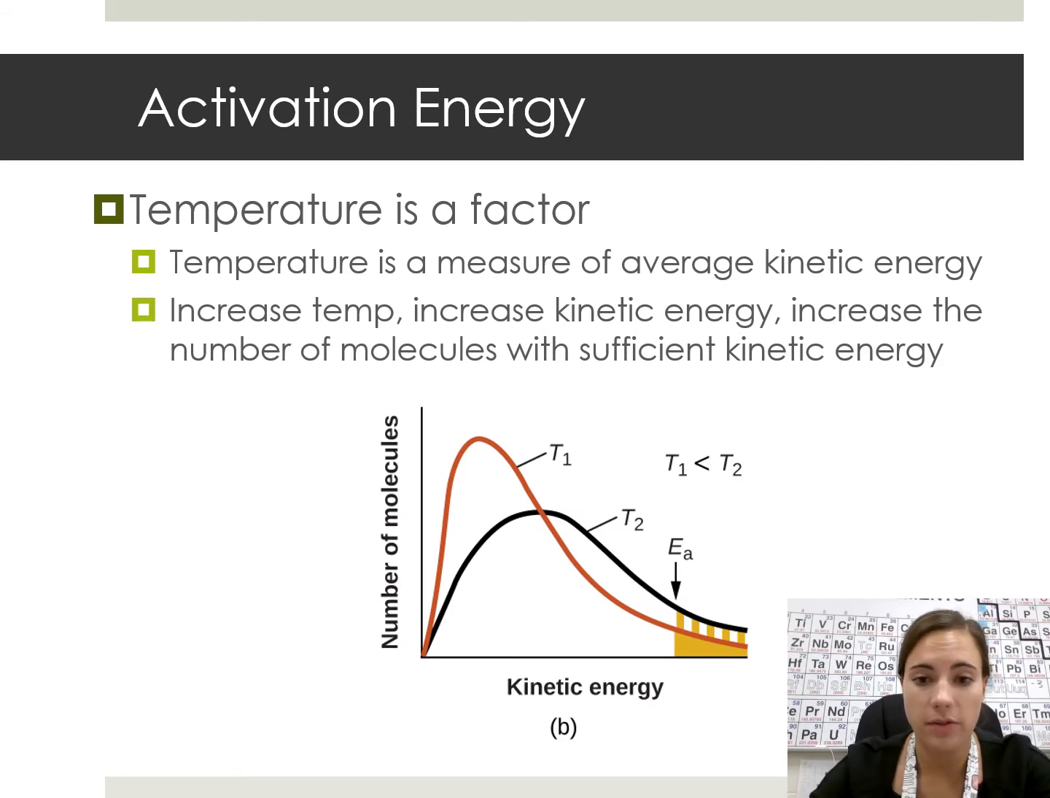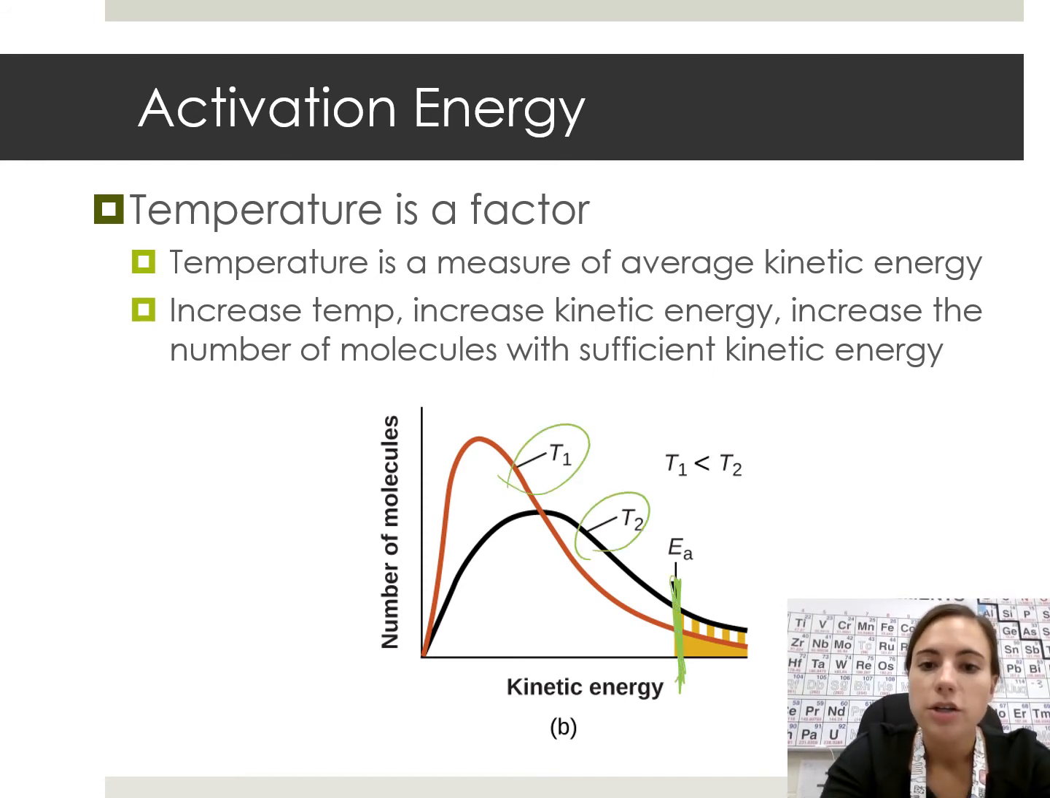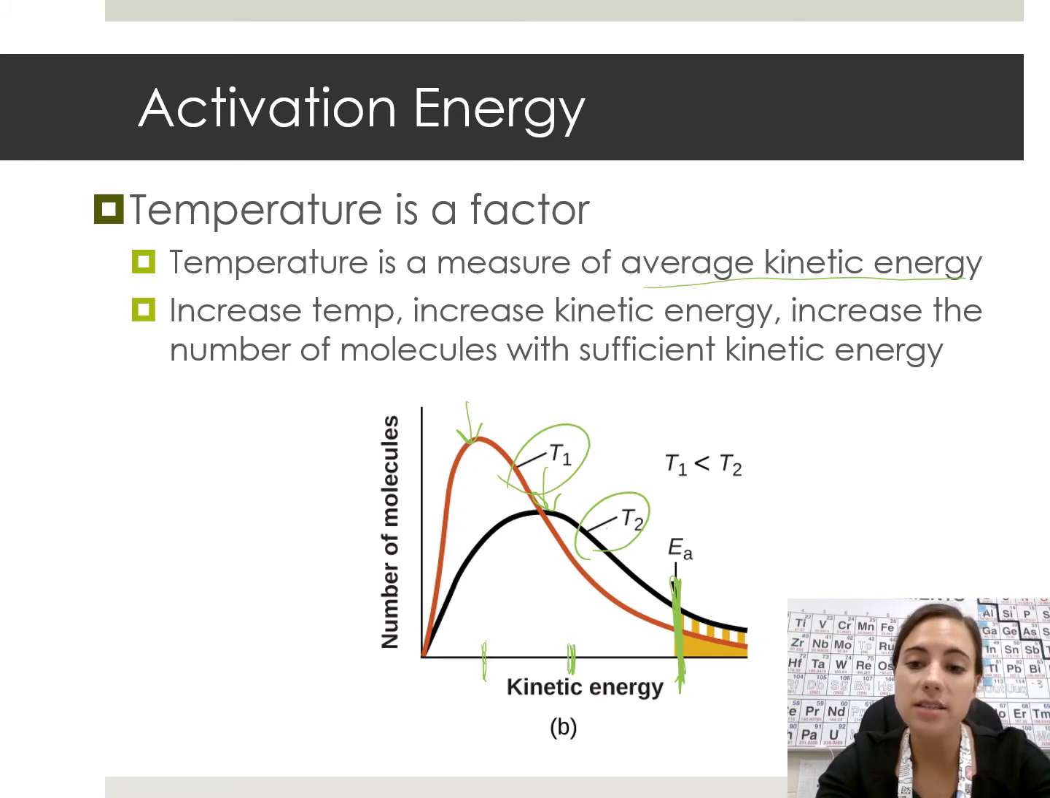Temperature also plays a role in this. In the previous slide, we changed the activation energy, but we kept temperature the same. This time, we're keeping the activation energy the same, but we're changing the temperature. As we increase the temperature, because temperature is a measure of average kinetic energy, we increase the fraction of molecules with higher kinetic energy. So at T1, I have lower average energy than I have at T2. What that does is it shifts our curve.